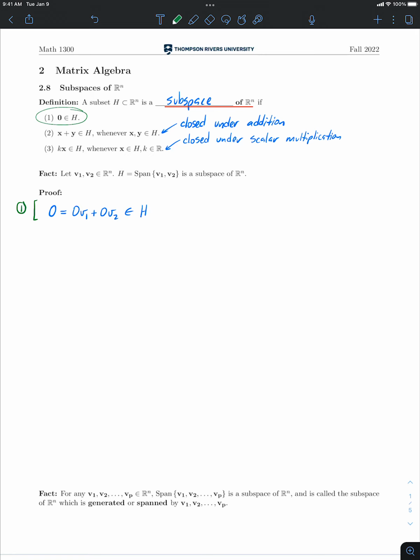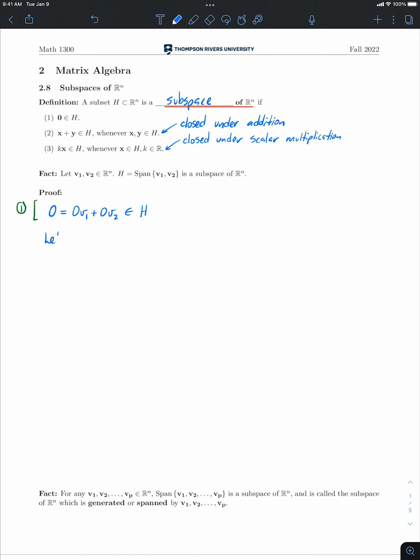It's going to be the least amount of work to actually investigate. It's the other two statements that can sometimes be tricky. Let's take a look at the second condition. So we need to show that if any two vectors are in H, their sum is also in H. So let's start with the assumption that we've already got two vectors in H.